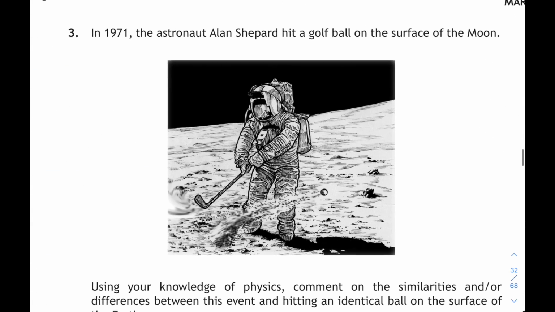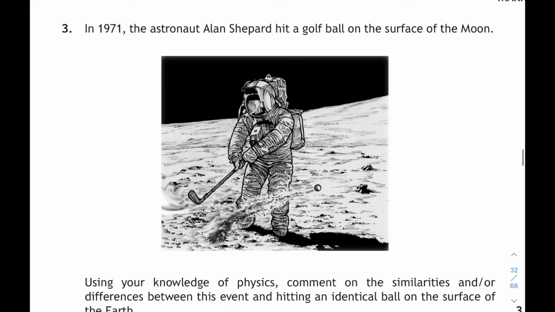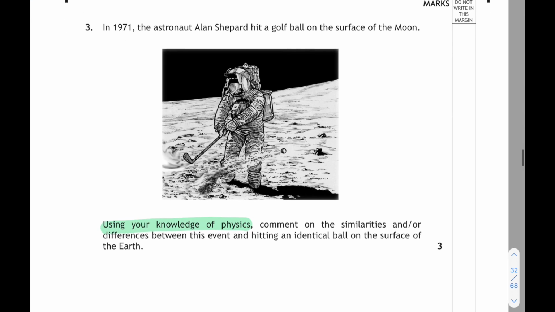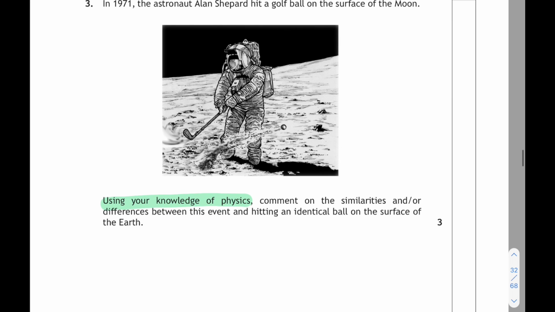Well, let's move on. Question 3. In 1971, the astronaut Alan Shepard hit a golf ball on the surface of the moon. Using your knowledge of physics, comment on the similarities and or differences between this event and hitting an identical ball on the surface of the Earth.